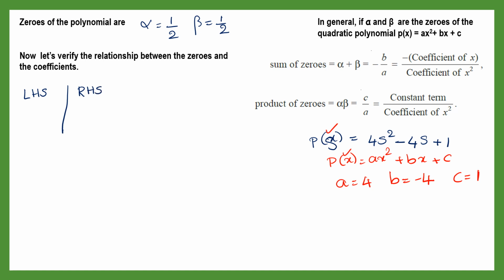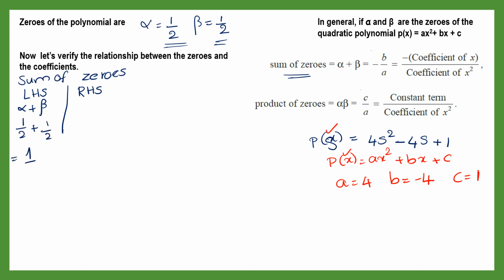Let's verify sum of the zeros first. Sum of zeros, alpha plus beta. Alpha is 1 by 2, beta is 1 by 2. 1 by 2 plus 1 by 2 is nothing but 1.